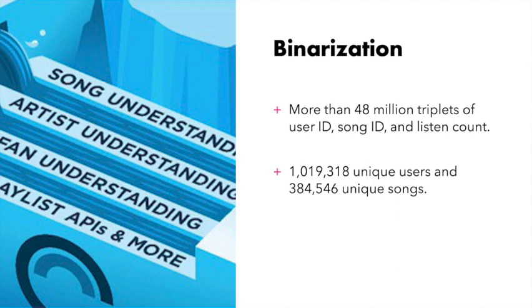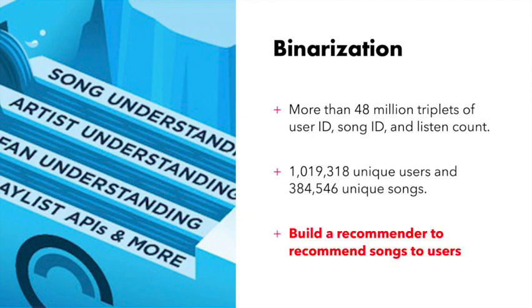The dataset also contains 1,019,318 unique users when this data was collected, and 384,546 unique songs. Okay, now suppose our task is to build a recommender to recommend songs to the users. One component of the recommender might predict how much a user will enjoy a particular song. And since the data contains actual listen counts, should we take that as a target of our prediction?